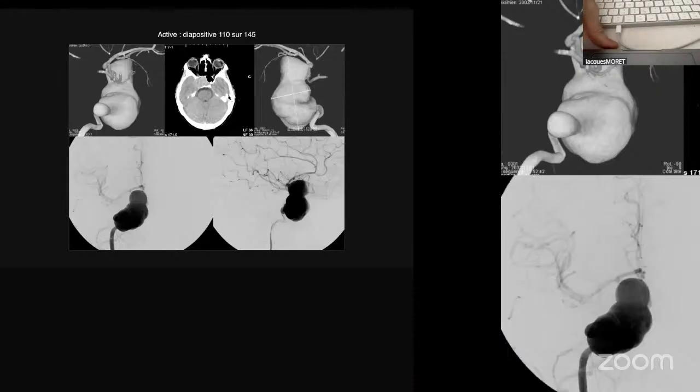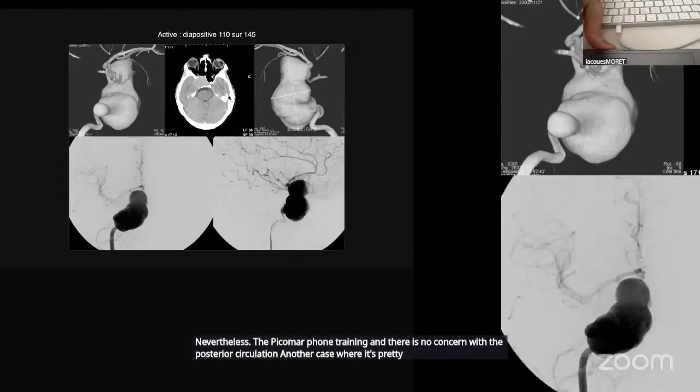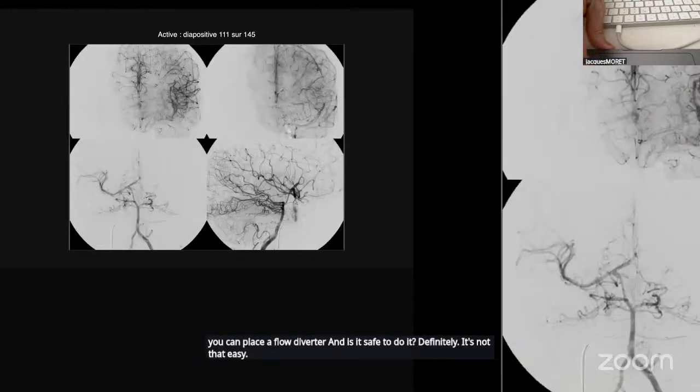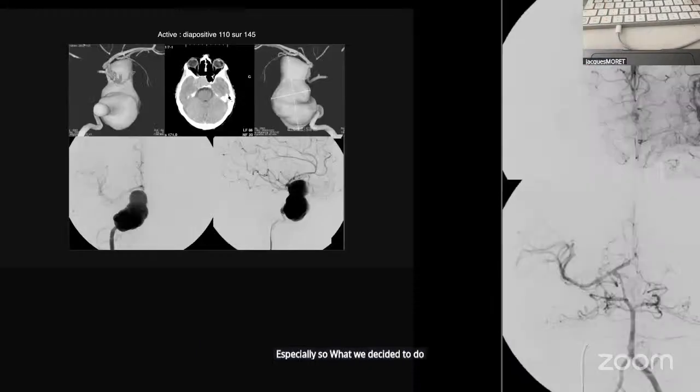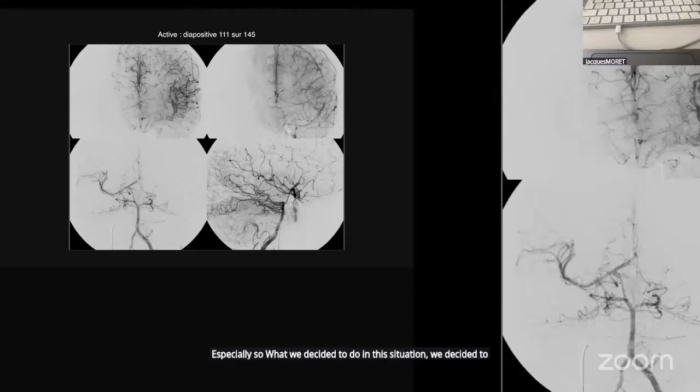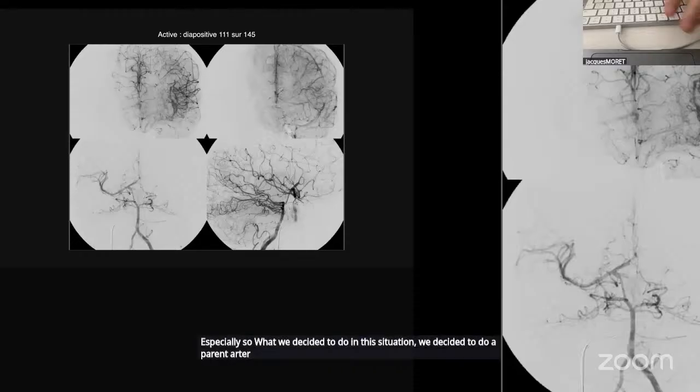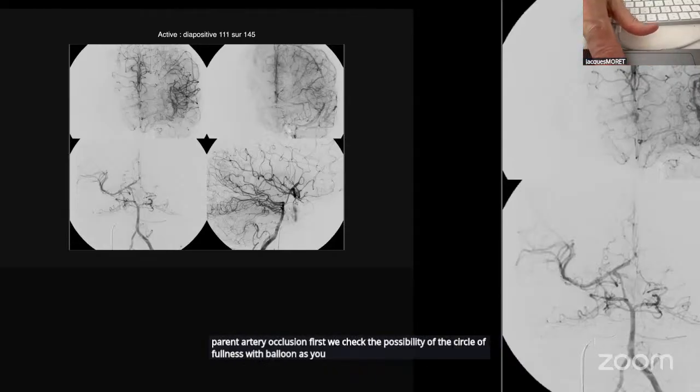Another case where it's pretty difficult to imagine that you can place a flow diverter. And is it safe to do it? Definitely, it's not that easy. So what we decided to do in this situation was a parent artery occlusion. First, we check the possibility of the circle of Willis with a balloon. As you can see here, the balloon is there.